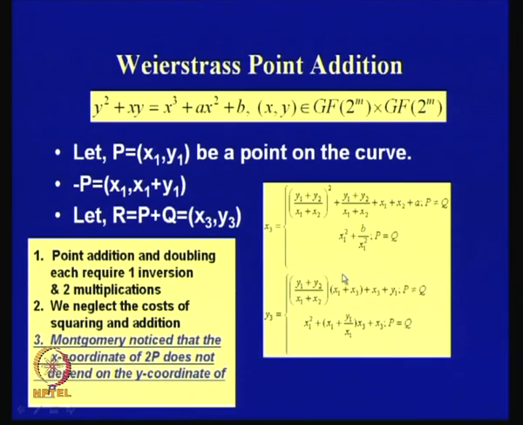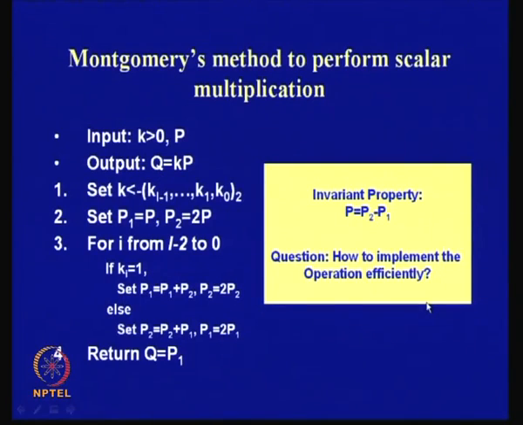Based upon this, Montgomery developed a faster method to perform scalar multiplication. This is based upon an invariant property: there are two points, P2 and P1, and I want to compute k times P. I generate P2 and P1 at each iteration such that the difference of P2 and P1 is always maintained to be P.